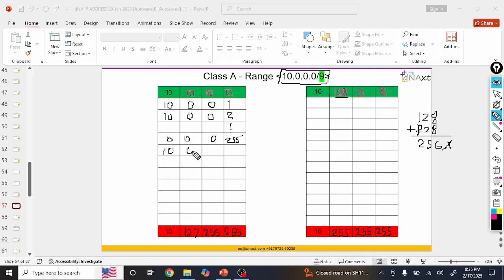So next IP address will be 10.0.1.0, then 1.1, 1.2 till 1.255. Then it will become 2.0, 2.1, 2.255, and this will keep rotating.